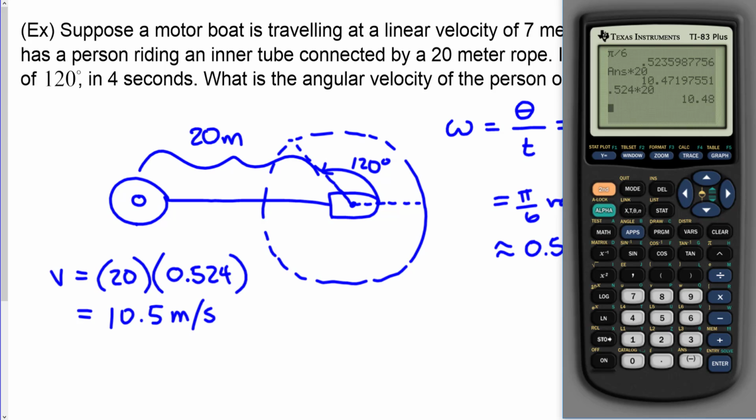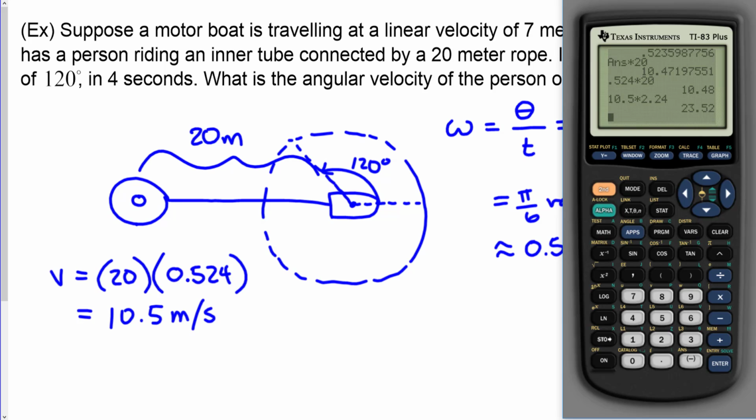If you don't know how fast that really is, which neither do I, I don't really think in terms of meters per second all that easily. If you want to change it into miles per hour, there's about 2.24 miles per hour in 1 meter per second. So if you multiply 10.5 times 2.24, that's about 23.5 miles per hour. So just to give you a little frame of reference of how fast it's moving.